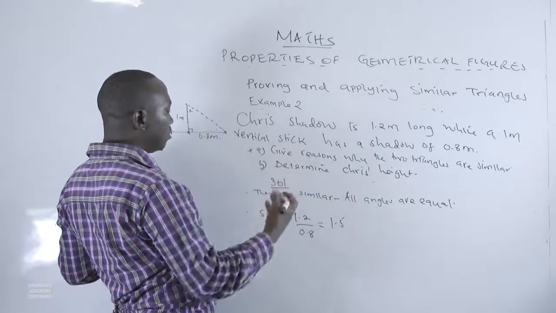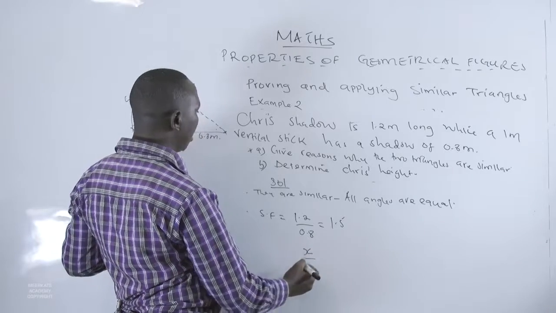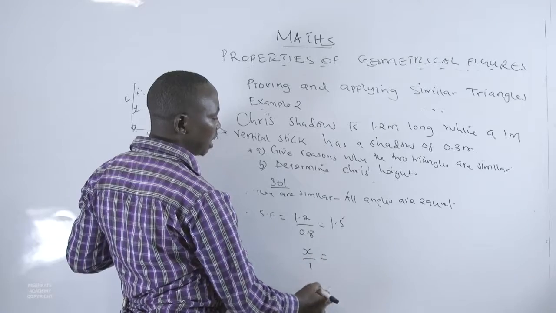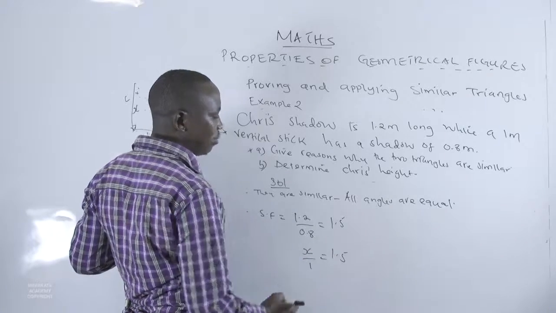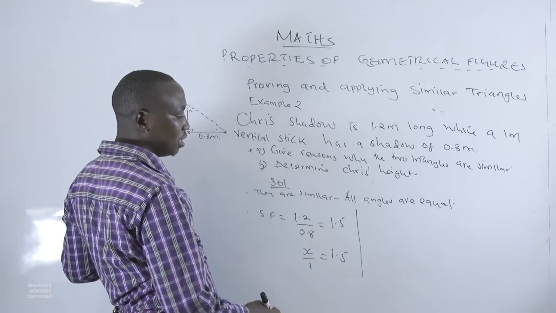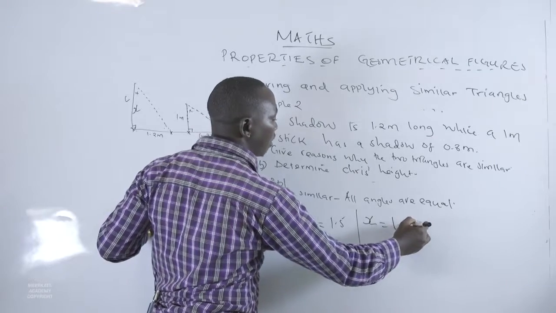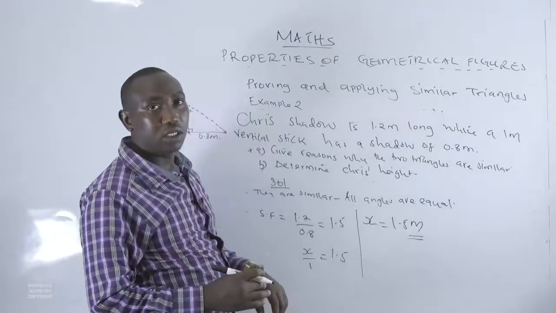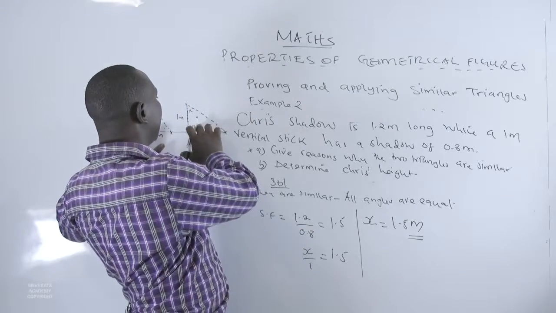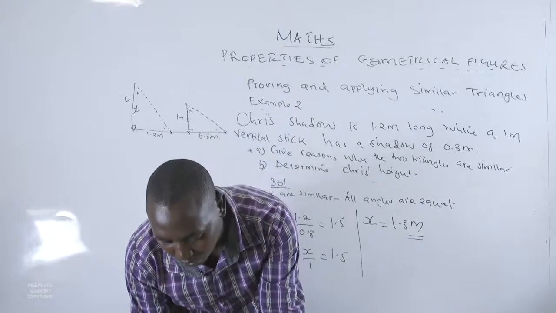So if we use the same to get the height of Chris, then you take the height of Chris, which is x, all over the height of the stick, which is 1 meter, should give you 1.5. So this tells us that for us to find the height of Chris, we need to multiply both sides by 1, and therefore Chris is 1.5 meters tall. So that is how we can use similarity of the two triangles to get the height of the second person.